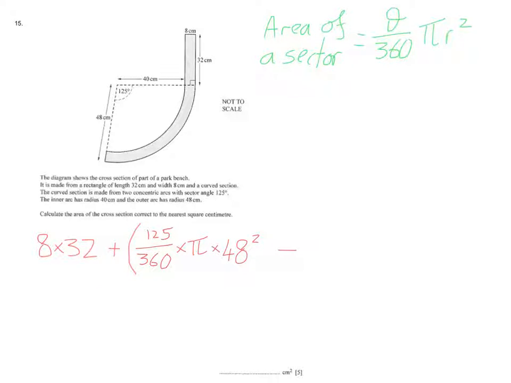Excuse me. Then we need to take away the smaller one, which is still the same fraction of the circle, and still uses the same pi. However, the radius is a little bit smaller. It's going to be 40 squared. So this section here gives me the area of the curved bit of the bench, and this bit here doesn't. So I'm just going to write that a bit more for you in terms of pi.